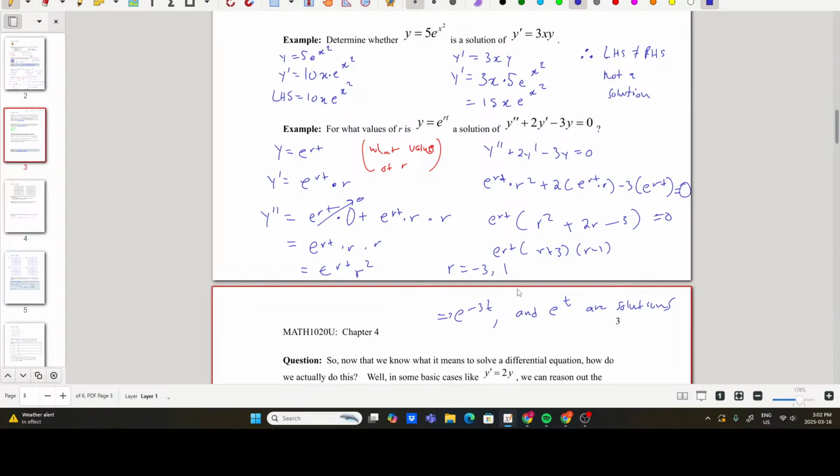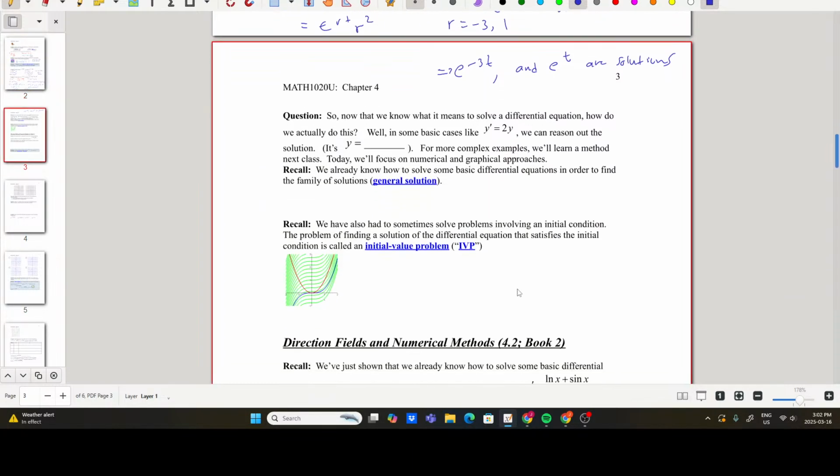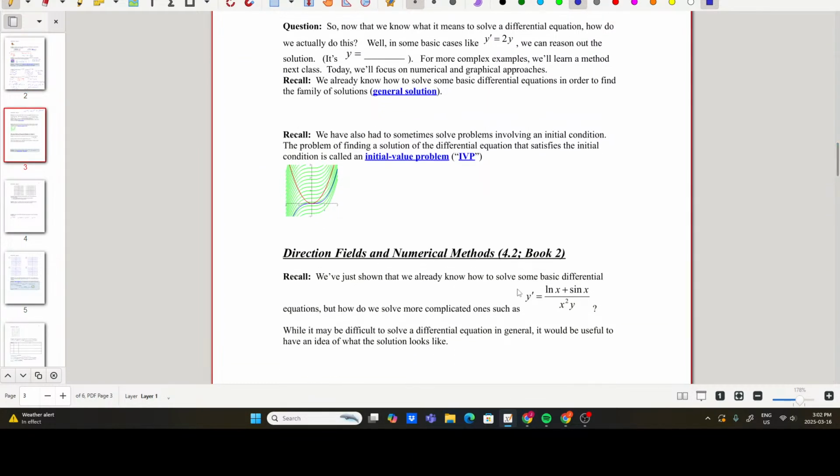That makes sense. It's pretty cool. I like that. So now we know what it means to solve a differential equation. How do we actually do this? Well, in some basic cases, because it's like y prime equals y, we can reason out the solution. For example, if my y prime equals y, then my y has to be equal to 2y squared. Correct? Hold on, wait. Not 2y squared, it's just y squared. My bad. Or is it x squared? I'm just tweaking it.